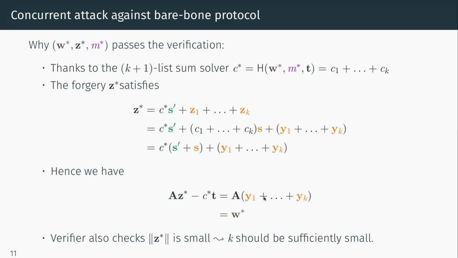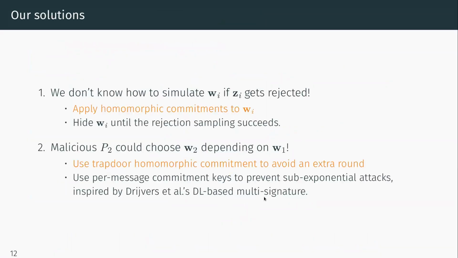So okay, now our solution. Again, I already explained. We apply homomorphic commitments to W_i so that we can simulate the rejected transcript. And we actually hide this W until rejection sampling succeeds. And also, in order to prevent the concurrent attack, we use a commitment scheme that has the trapdoor property. This trapdoor property is actually crucial to avoid an extra round, which I'm going to explain a bit later.